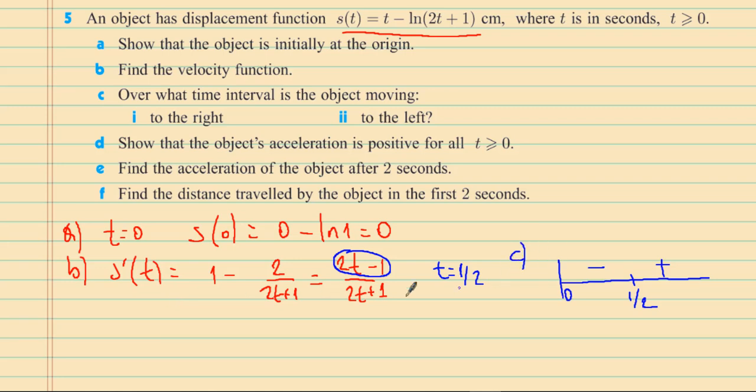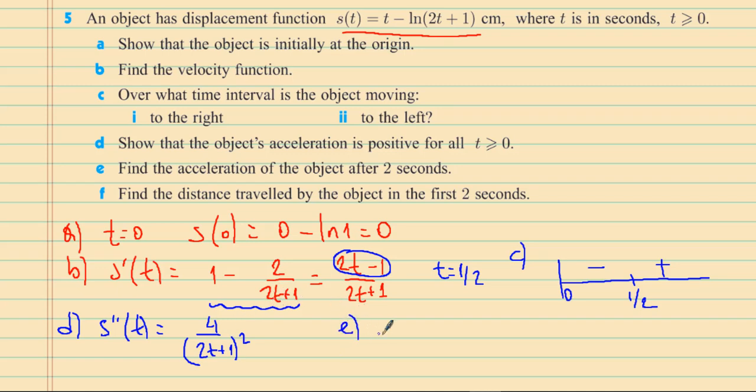And part D, show that the object's acceleration is positive. Again, the double derivative of the displacement should give me the acceleration. Let's take the derivative of the velocity part because it's easier. If you take the derivative, it will be 4 over (2t plus 1) to the power 2. As you can see, whatever you put instead of t, it will always be positive. So yes, your acceleration is always positive.